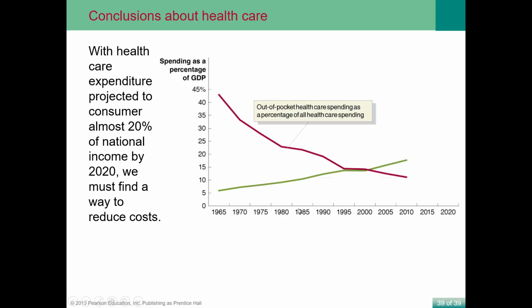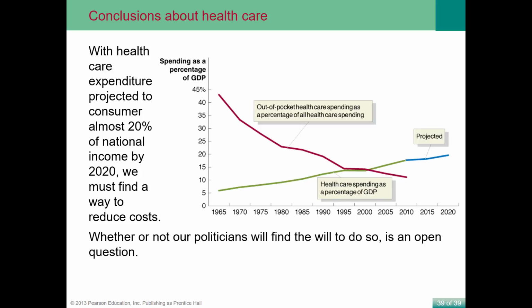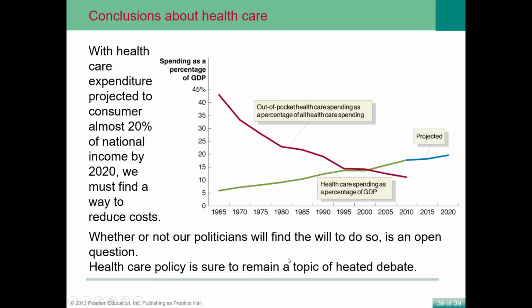So in conclusion, with healthcare expenditures projected to consume almost 20% of national income by 2020, we must find ways to reduce costs. Whether or not the politicians will find a way to do so is an open question. And we are talking right now about the potential repeal and replacement, or repeal and who knows what, of the Affordable Care Act. So it's a huge debate.